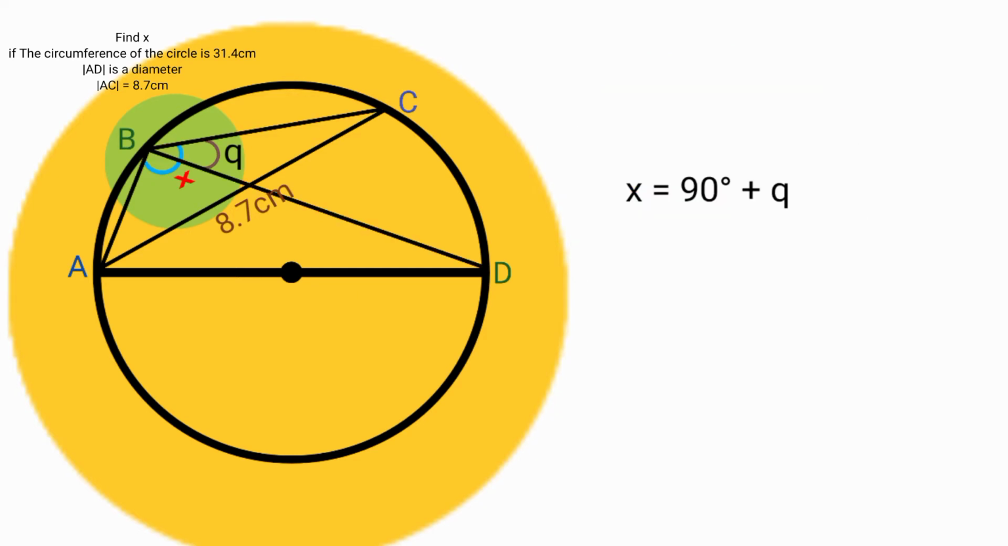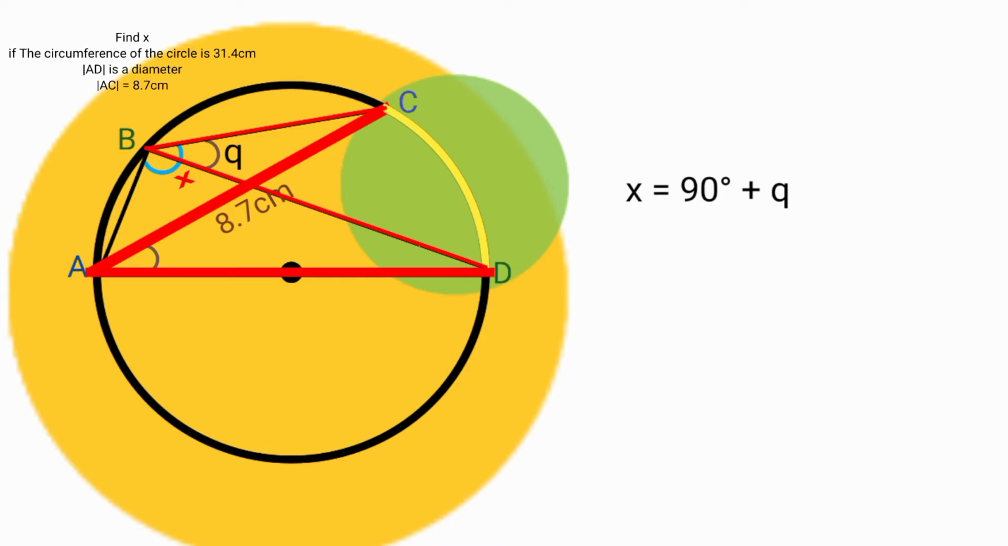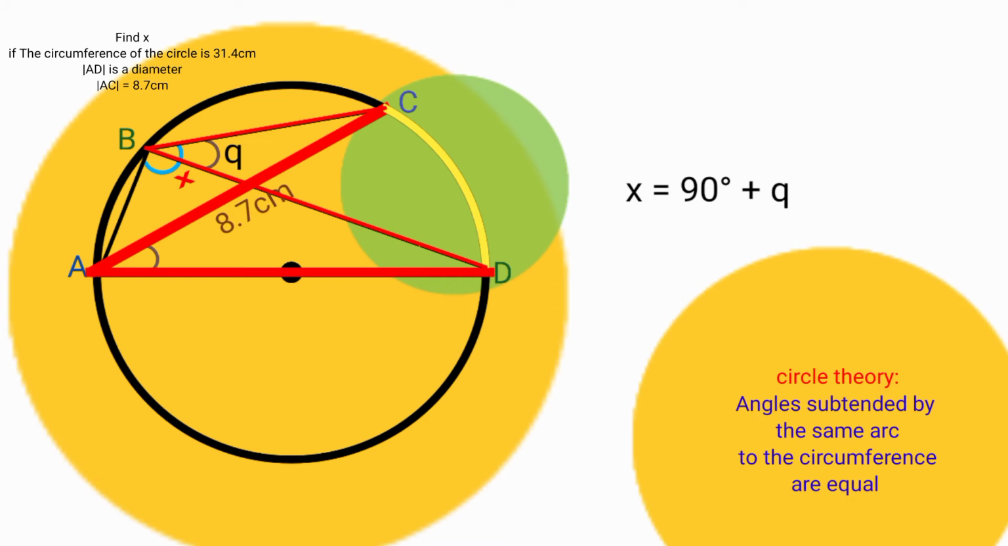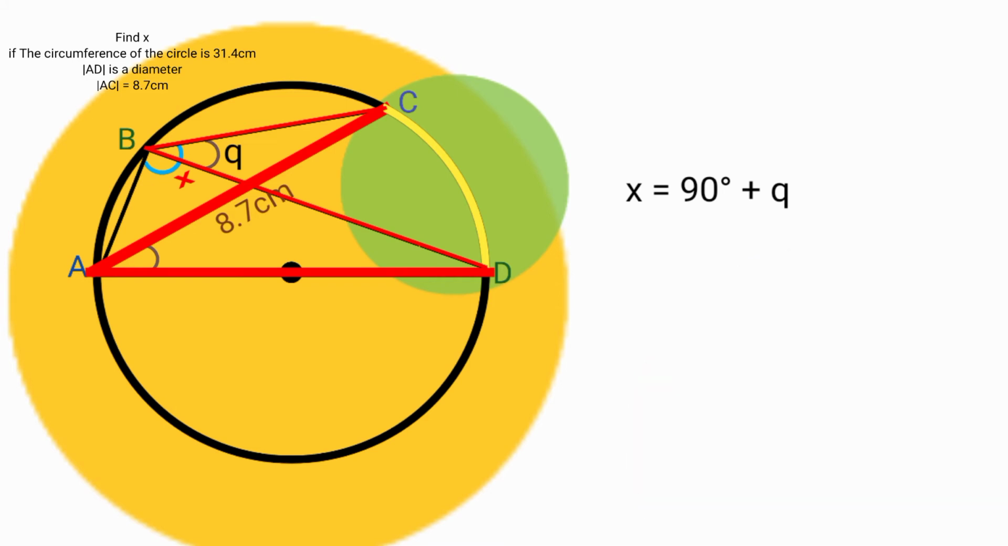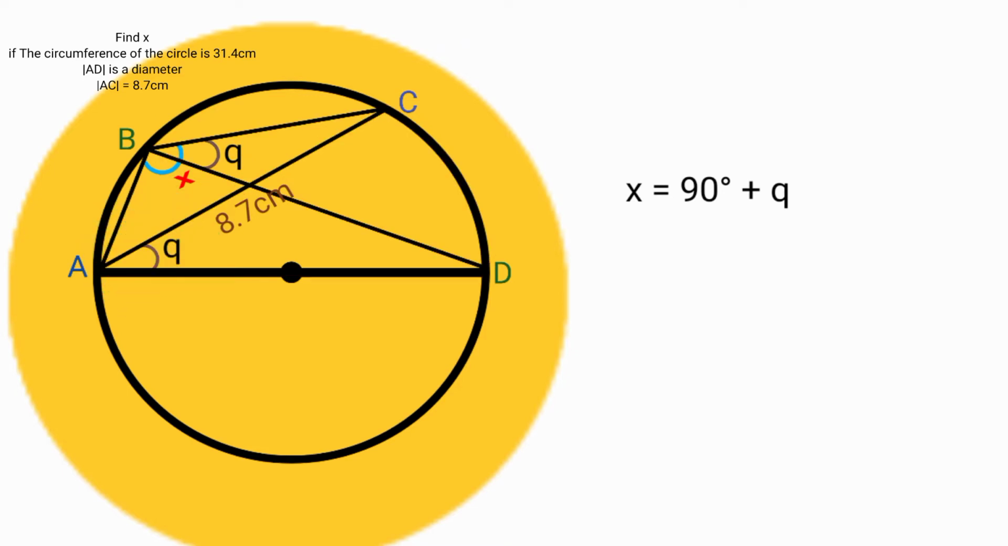But what is the size of angle Q? How can we find the size of angle Q? If you look here, this angle and this angle are subtended by the same arc, which is this arc here, to the circumference. And in the circle theorem, any two angles subtended by the same arc are equal, and that means this angle is equal to this angle, so we can also label this Q. Let's see if we can find it.